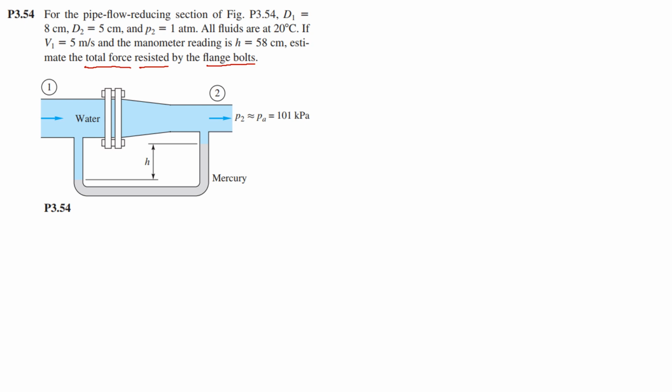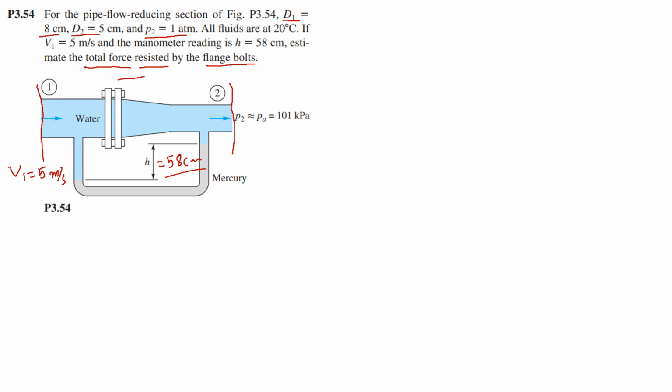So given is the diameter at section 1, this is our section 1, this is our section 2. So diameter at section 1 is given, diameter at section 2 is given, pressure at section 2 is atmospheric pressure, all the fluids are at standard 20 degrees centigrade, velocity V1 is given, that is V1 is equal to 5 meter per second, and the manometer reading H is equal to 58 centimeter. You will need to convert this into meter. So estimate the total force resisted by the flange bolts.